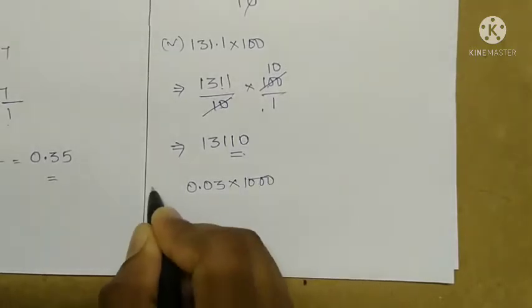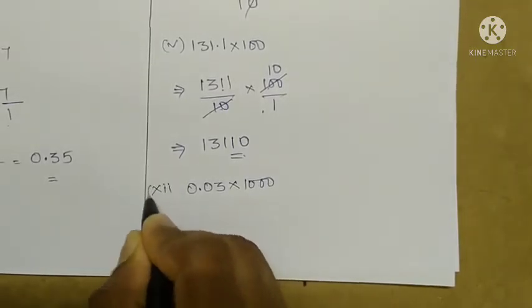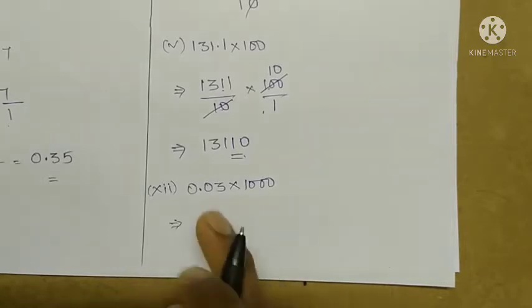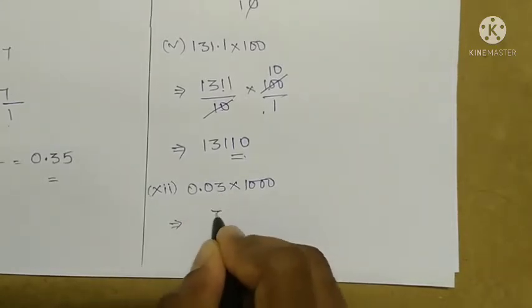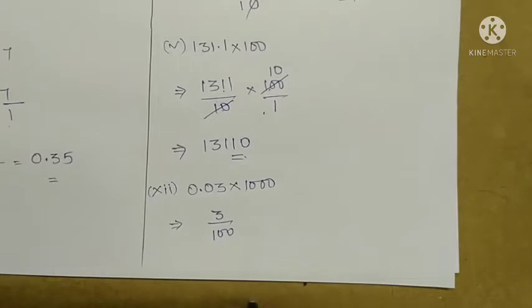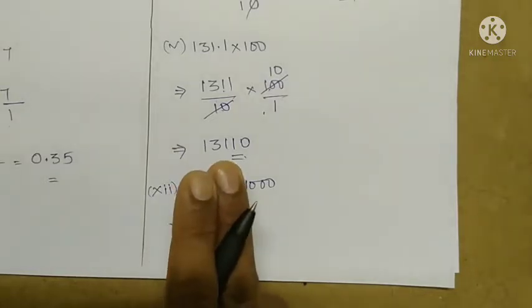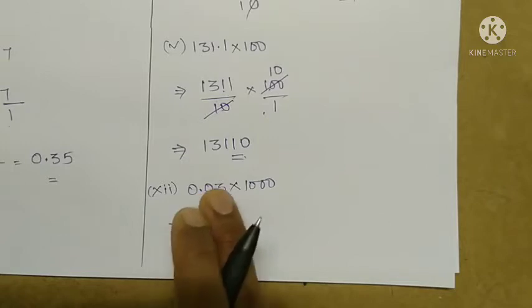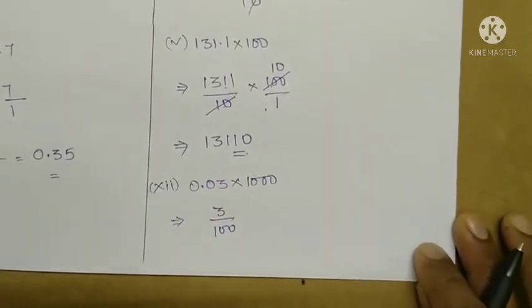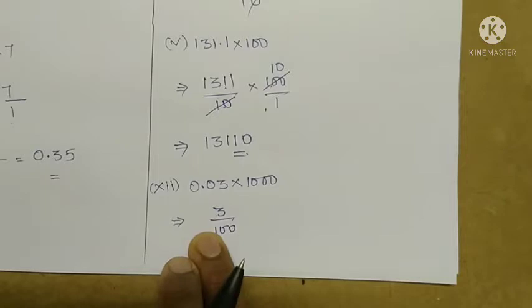1000. This is your 12th question, right? So that is equals to 0.03 means 3 by 100. So here after the decimal point, how many decimals are there? 2 decimals, right? For 2 decimals we have to multiply numerator and denominator with 100. So finally we can get 3 by 100.